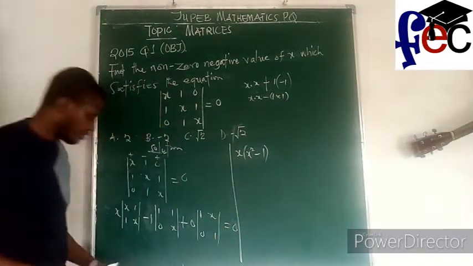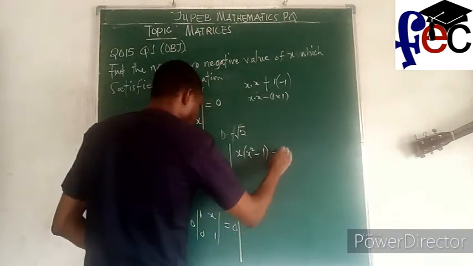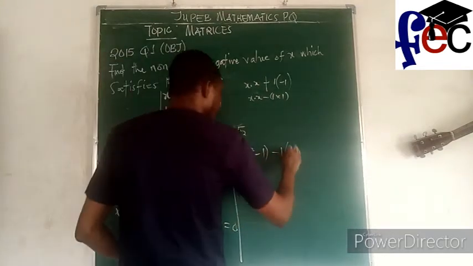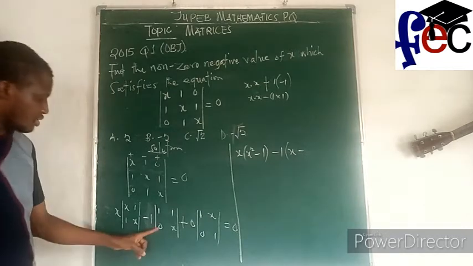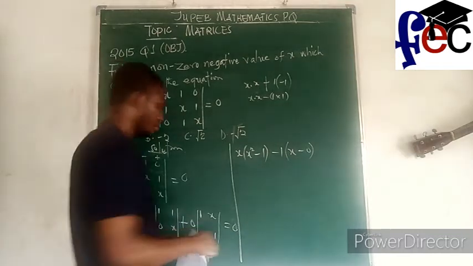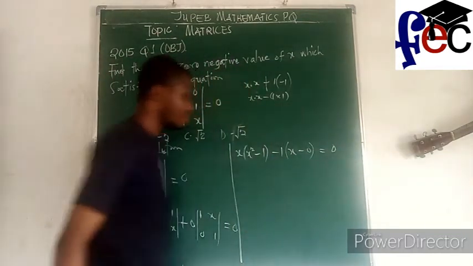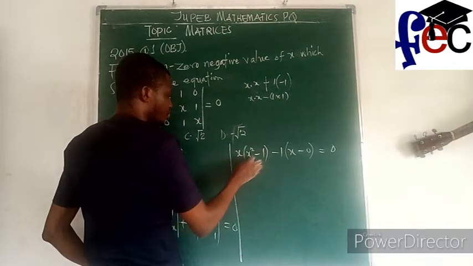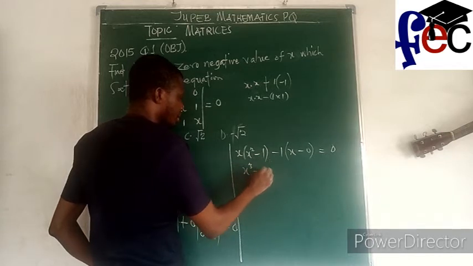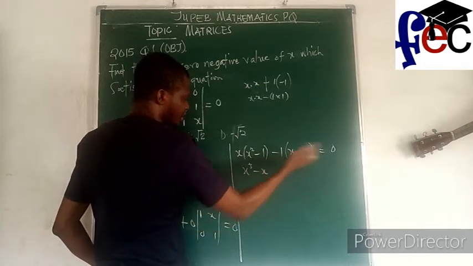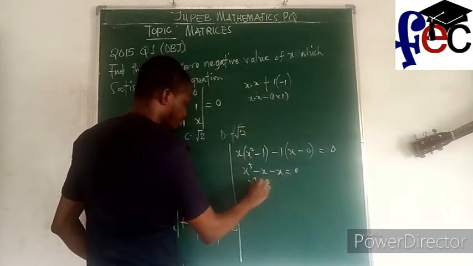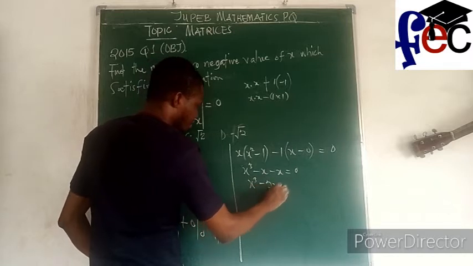Then from here I'm going to have minus 1. I know that 1 times x will give me x. I'm just going straight now. 0 multiplied by 1 will give me 0, and of course this one will give us 0. So equal to 0. Alright, can I open up the brackets? This will give me x cubed minus x. What will this give me now? This x minus 0 is x times 1 minus x. This is equal to 0. This will give me x cubed minus 2x equal to 0.